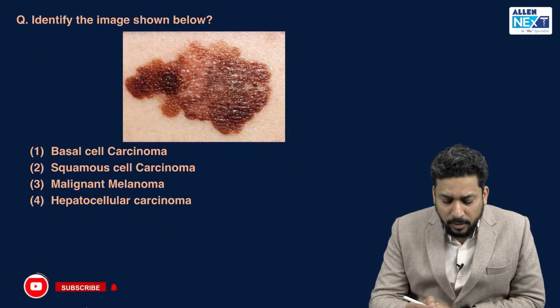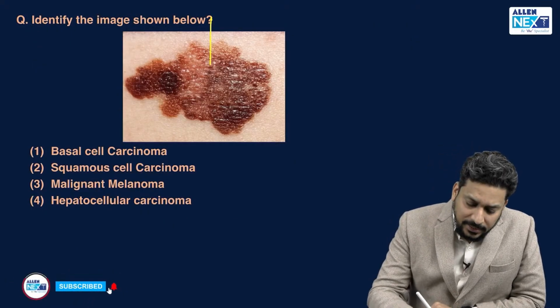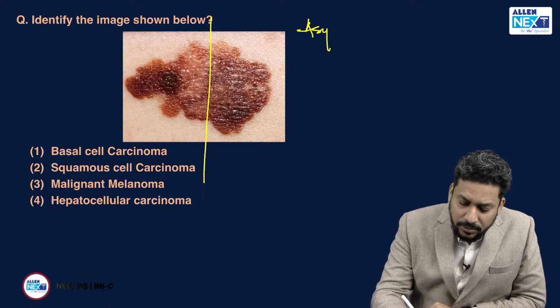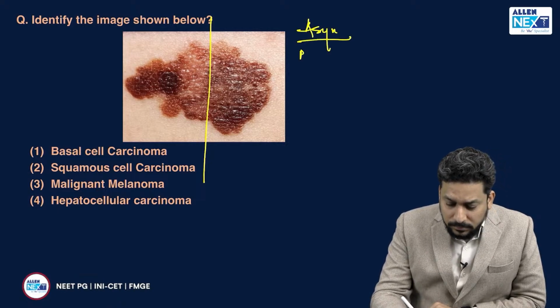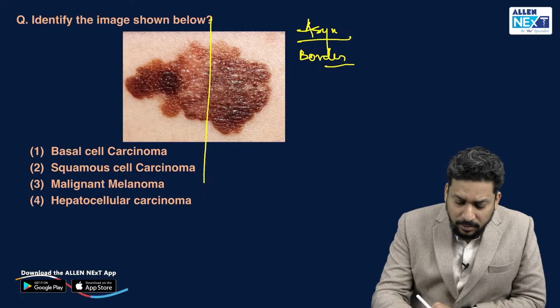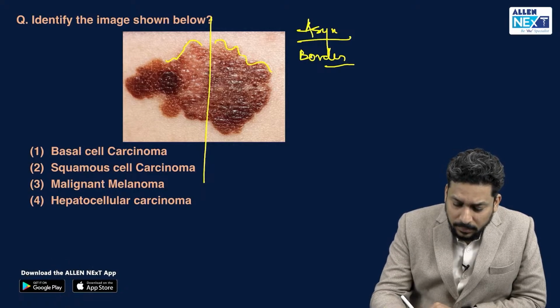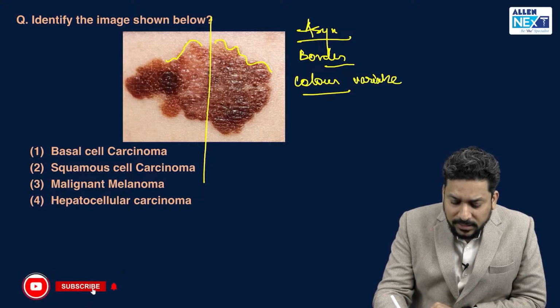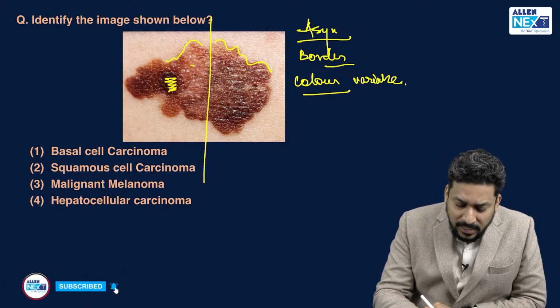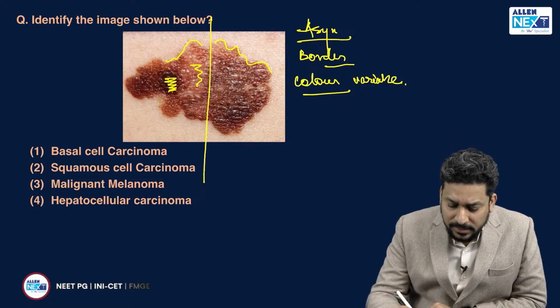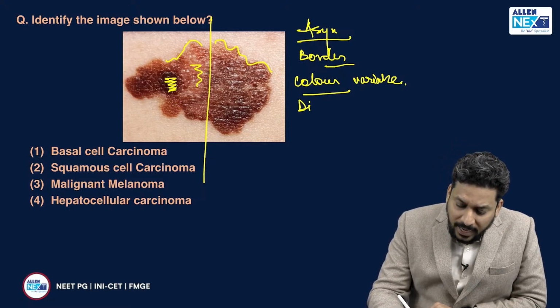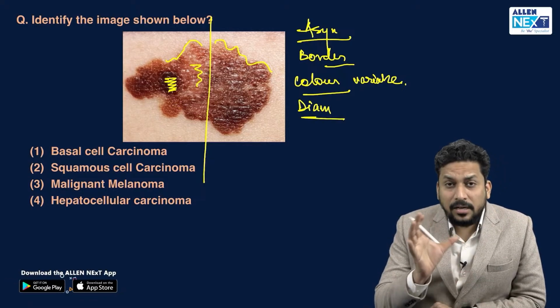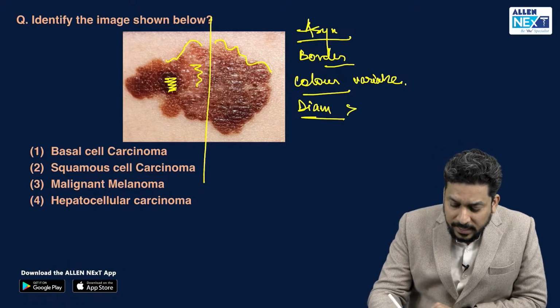Identify the image shown below. In the image, what you can see is that this is a slightly asymmetrical lesion and the borders of the lesion are irregular. As you can see, the color is variable. That is, different colors can be seen. It is slightly more dark here, slightly light here. So variable colors are present here. The diameter of the lesion is large. It is more than 0.5 centimeter in size.